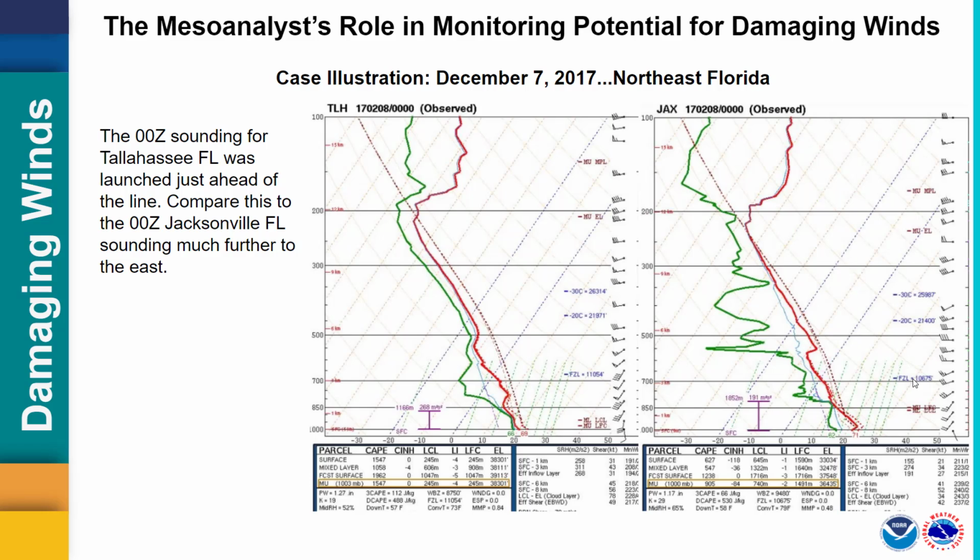Here we can see the 0Z Tallahassee sounding taken just ahead of the QLCS, showing decent instability and strong shear. Further east, the Jacksonville sounding showed lesser instability, which may decrease further during the evening.